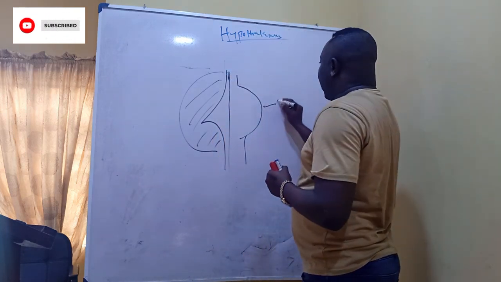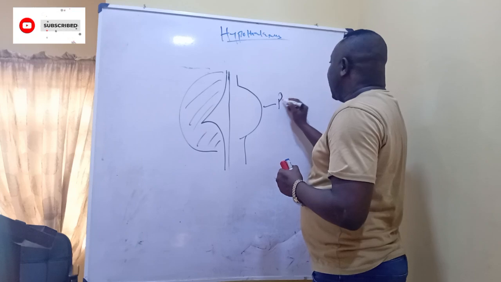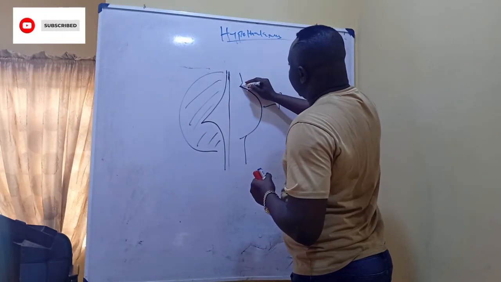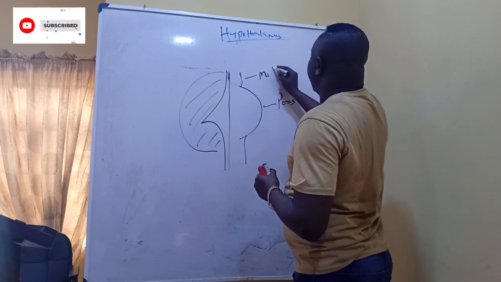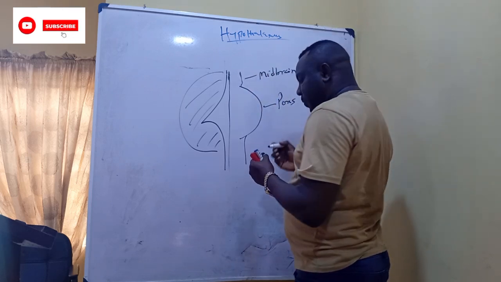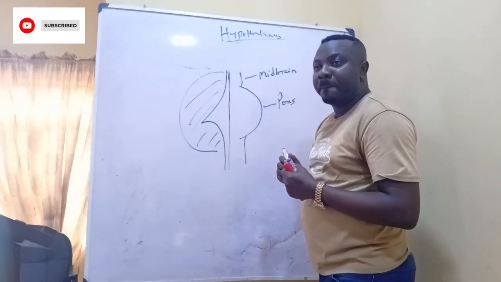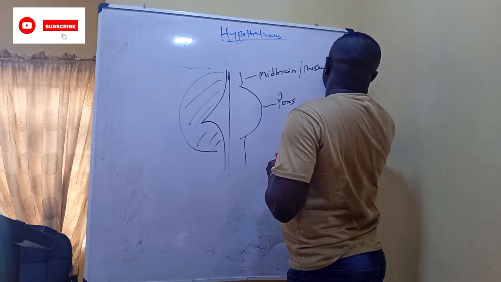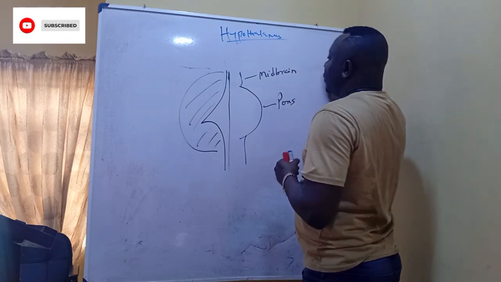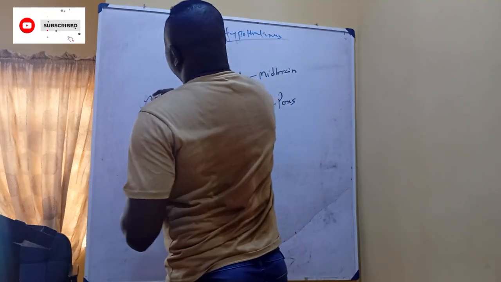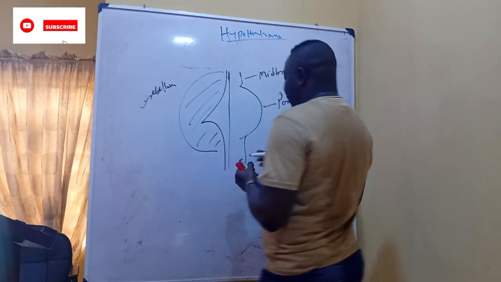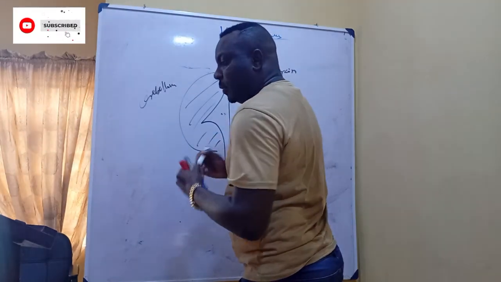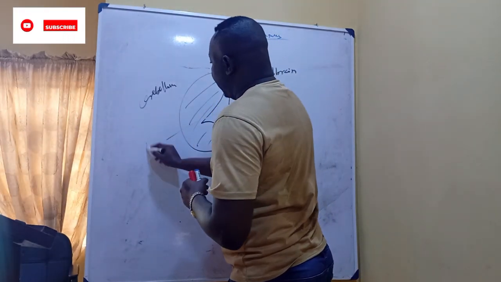Now, this is our what? This is the pons, right? Yes. This is the midbrain, right? Yes, sir. If you don't call it midbrain, what will you call it? Mesencephalon. This is the cerebellum, right? And what do we have here? This is our fourth ventricle.